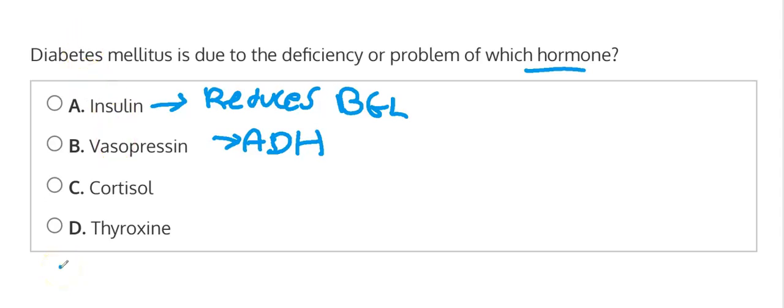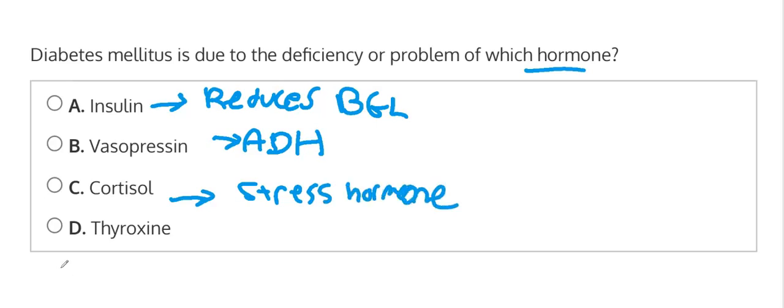Cortisol, this is the stress hormone. It's pro-inflammatory and it helps to increase blood glucose during stressful activity or during certain types of conditions where it needs to be increased. So we'll put stress hormones. And then thyroxine, this is a type of thyroid hormone. So thyroid, and this is part of the metabolism process.